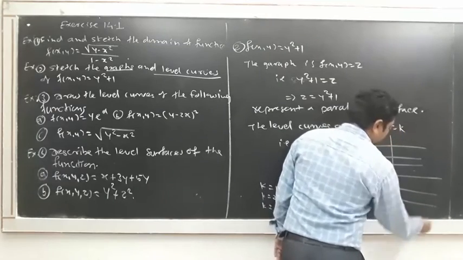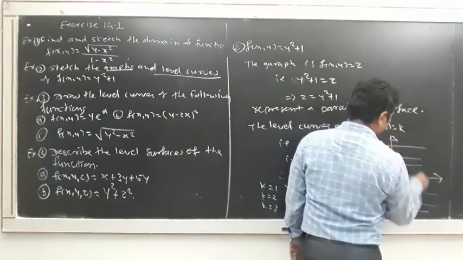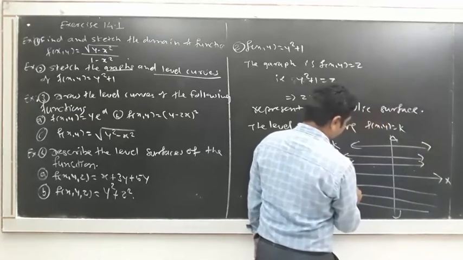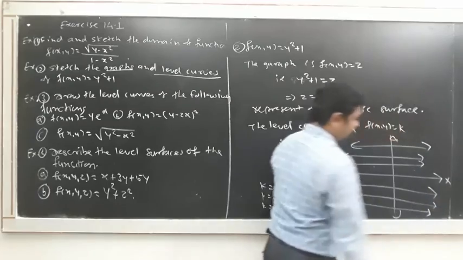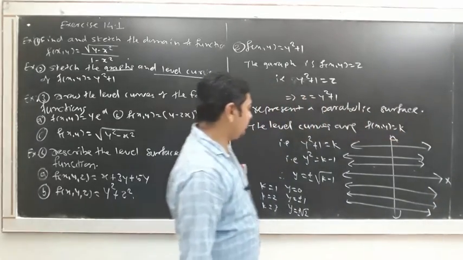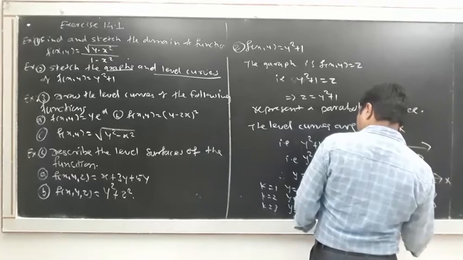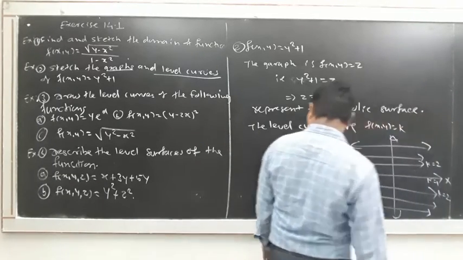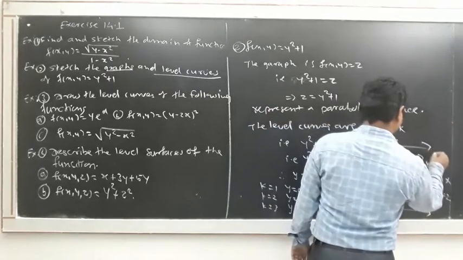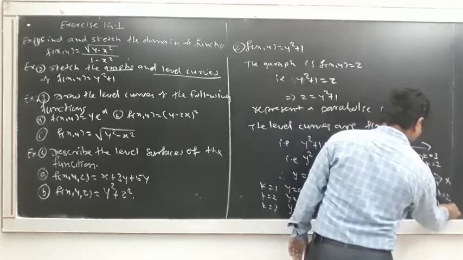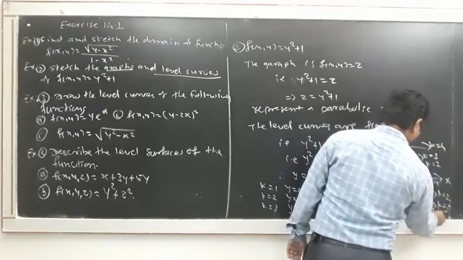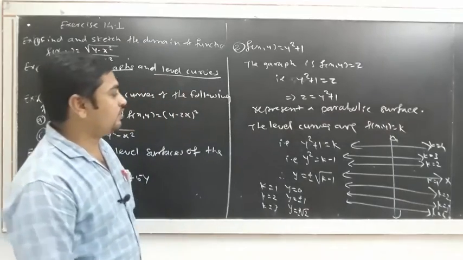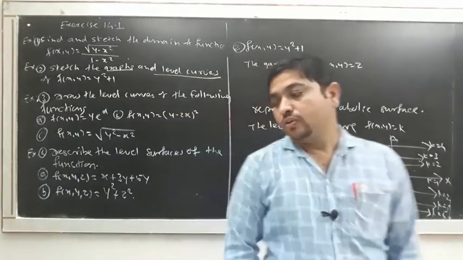This is our x-axis. So what should this be? This is k equal to 1, this is k equal to 2, this should be k equal to 3, k equal to 4. So these are some of the level curves we draw. Similarly, we can draw so many level curves of the function.